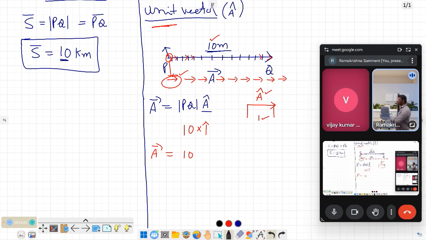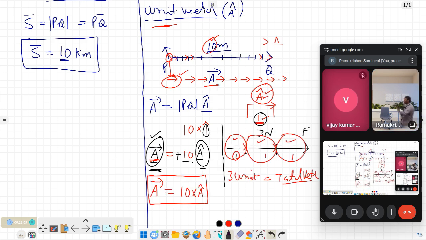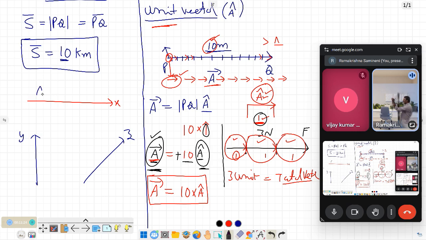That means in this case, I can take it as follows. I take one vector along the x-axis, another vector along the y-axis, and another vector along the z-axis. Three vectors: one along the x-axis, one along the y-axis, one along the z-axis. All of them I am calling a vector only.